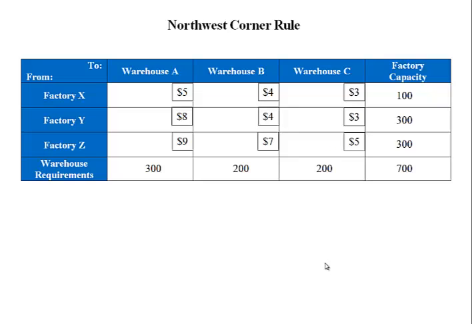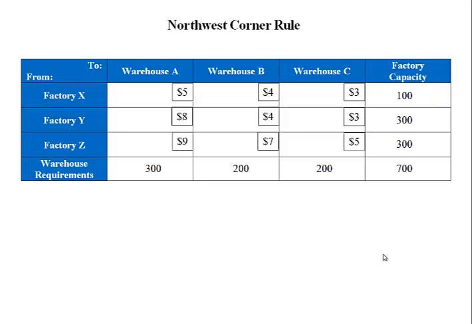Okay, the key thing to understand is that in order to do this problem, we must have a situation where supply is equal to demand. In this case, we have supply equal to demand. And we are going to try to find an initial optimal feasible solution using the northwest corner rule.